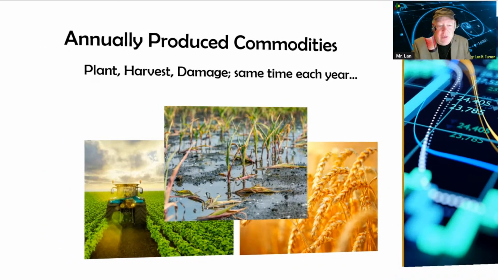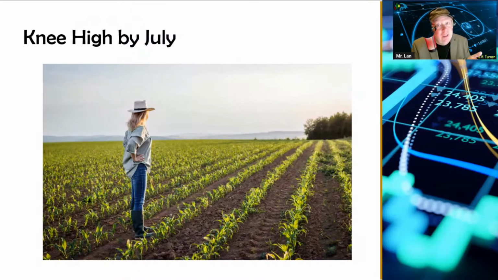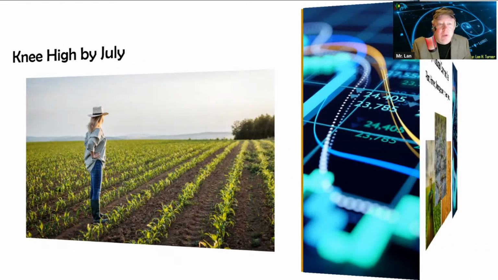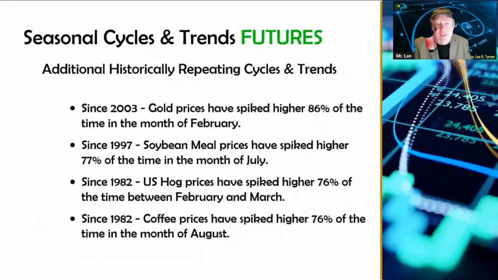So we can come in and say, well, if the crop is not knee high by July, we're in trouble. It needs to be at least knee high by July, because if it's not, we're probably going to be scooting that harvest into the wintertime, and we may not have a good crop. And that's going to tell us something, right? It's a calendar event. So this is what we're going to be looking at today. All right. Let me give you some additional seasonal historical repeating cycles and trends that you can take into consideration.